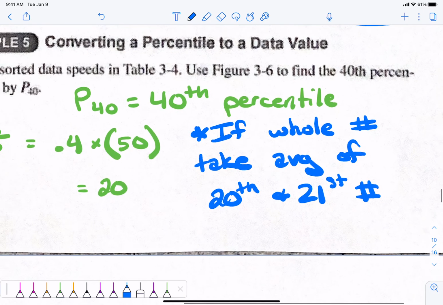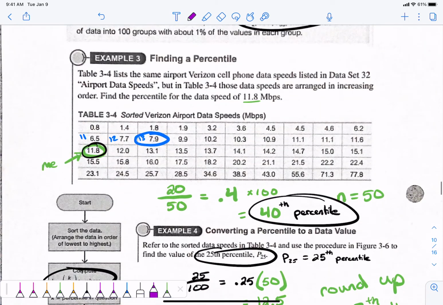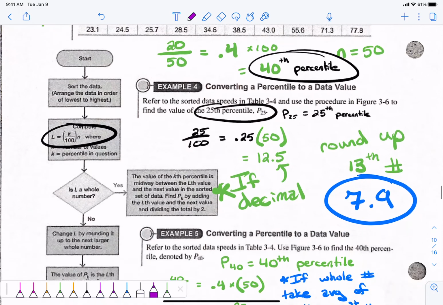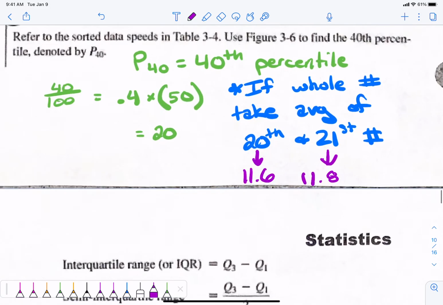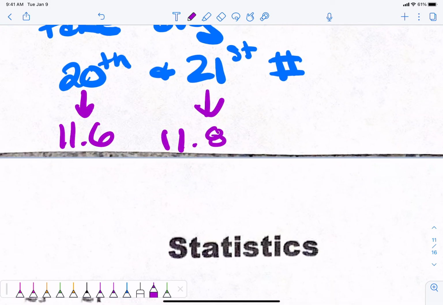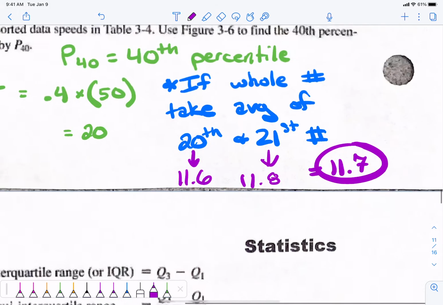Okay, so let's figure out what the 20th number in our data set is. The 20th number here is 11.6, and the 21st number was 11.8, right? So the 20th number is 11.6 and the 21st number is 11.8. We would average those together. What's halfway between 11.6 and 11.8? 11.7 is the number that we would use, okay?